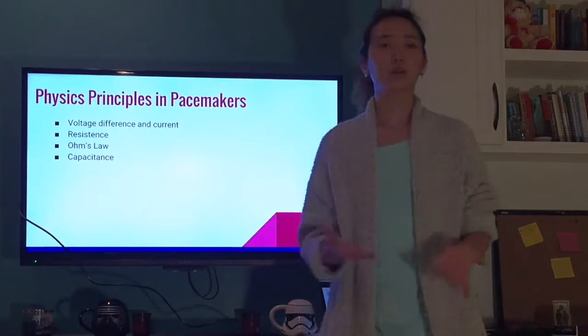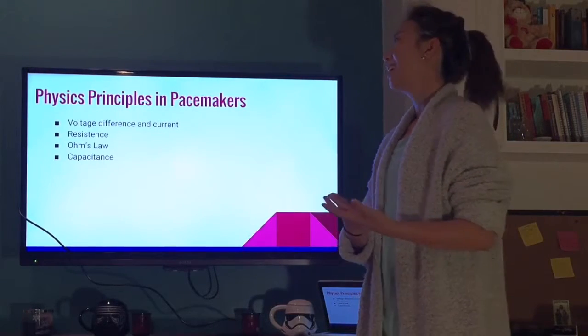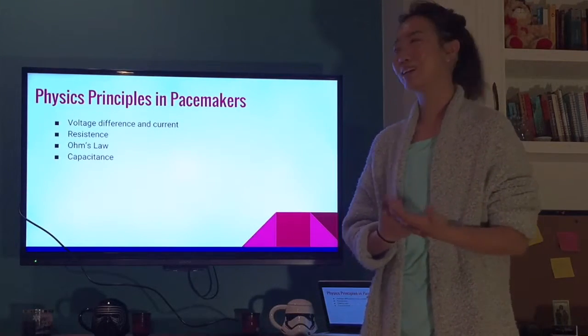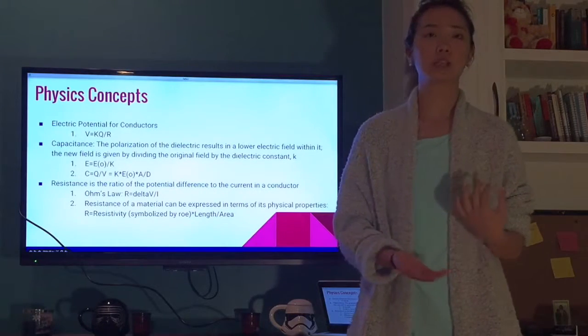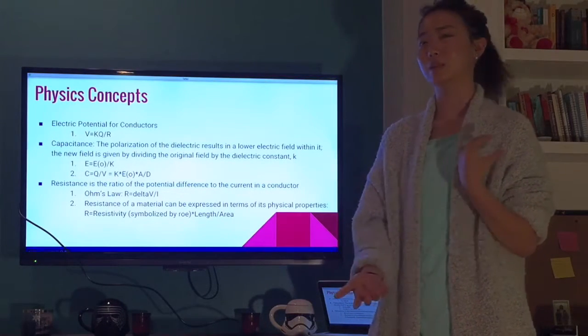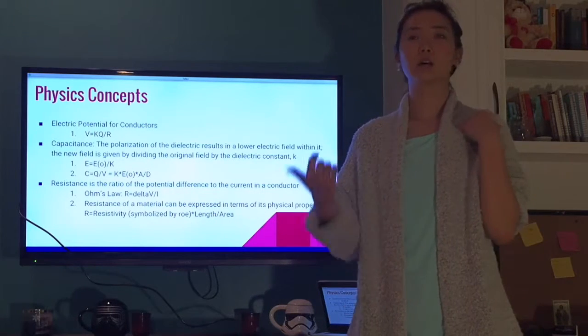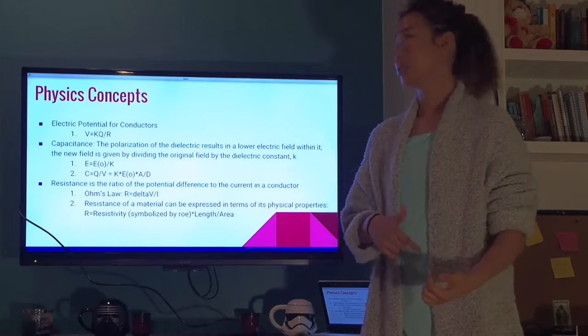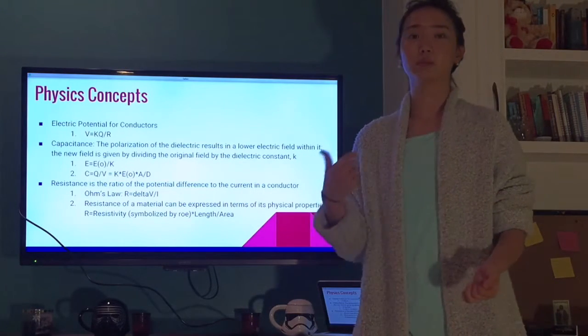And then, okay, so with pacemakers, we're going to be going into the physics principles of pacemakers. We're going to be going into the electric potential for conductors. To find electric potential, since it's symbolized by V, we can find it by using the dielectric constant, K, times Q, the charge, over R, the radius.